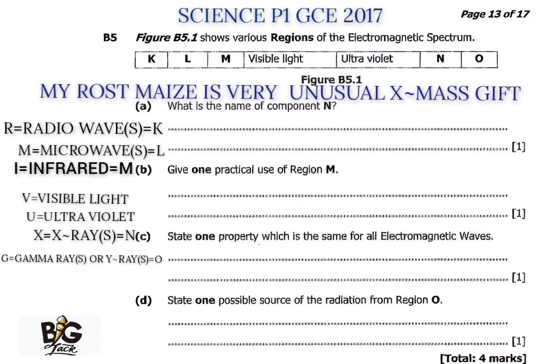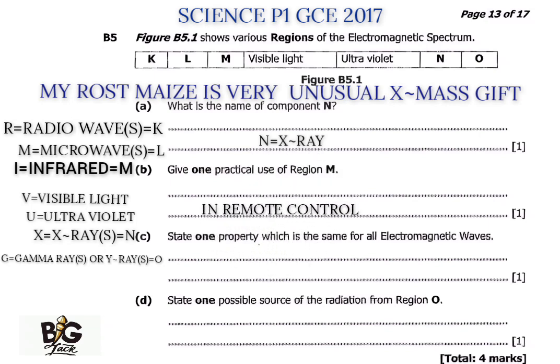Okay. So let's try to answer question A, which is saying, what is the name of component N? As for component N here, I'm going to say it is X-rays. Then B is saying, give one practical use of region M. As for M, I have identified that M is infrared. So as for infrared, we use it in remote controls, that we use in homes.